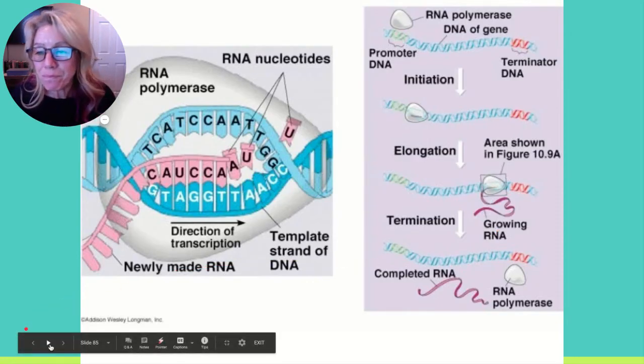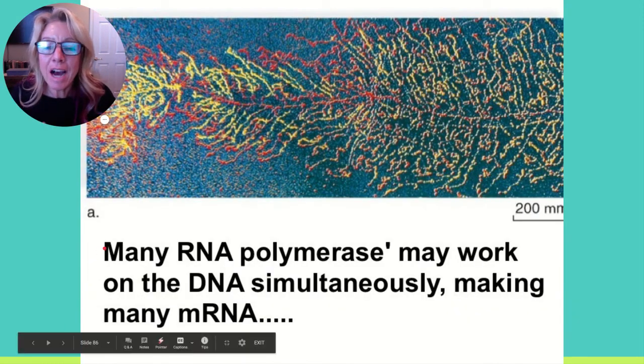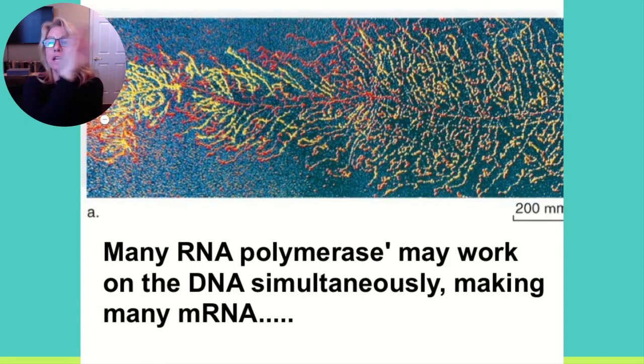All right. Now, you can have many RNA polymerases all working on the same exposed DNA strand. So the DNA unwinds, unzips, and you have a promoter. The RNA polymerase binds and starts moving along, making its mRNA. Another RNA polymerase can bind right behind it, and another one, and another one.